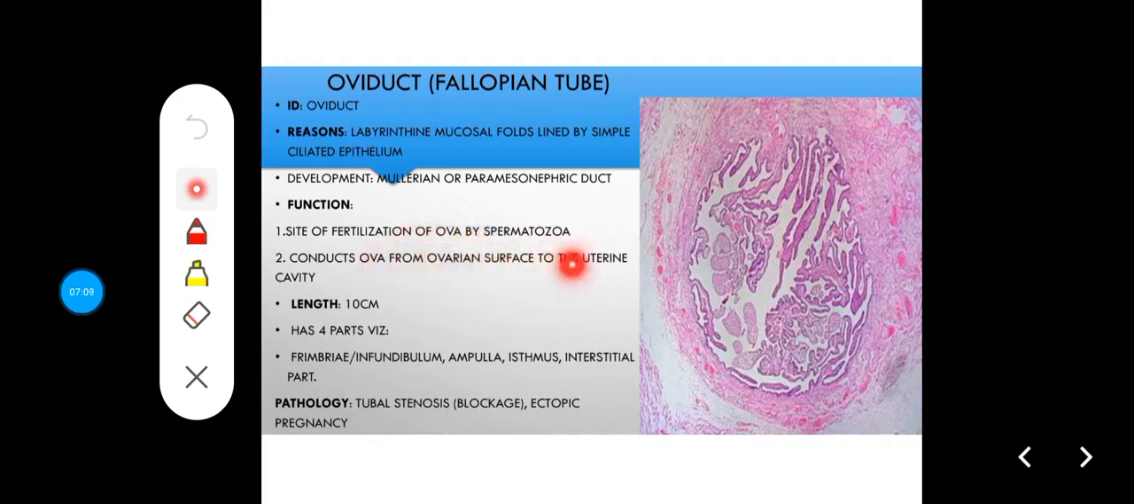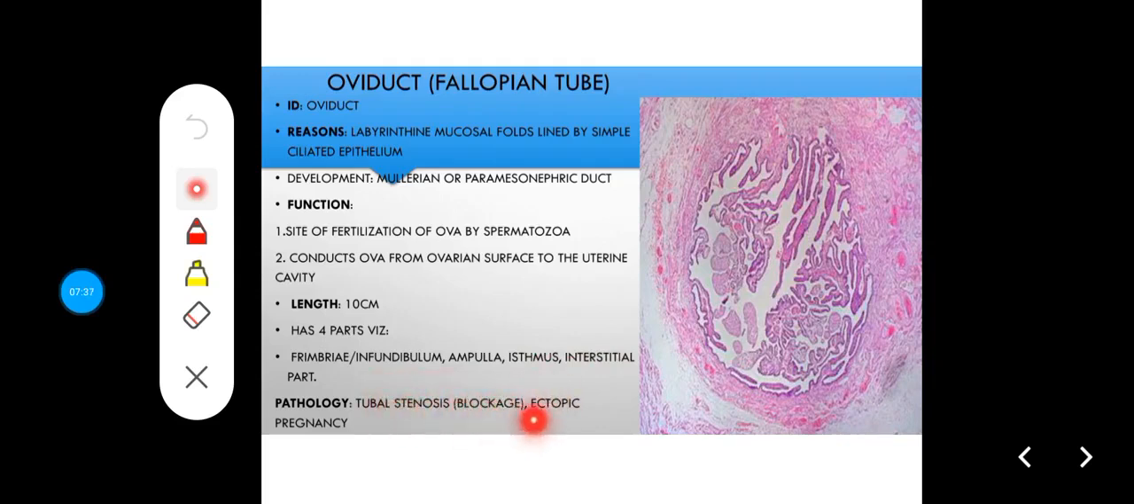The length of the oviduct is 10 cm and it has four parts. The fimbriae or the infundibulum, which is closer to the ovary, receives the ovum as it is being released. Then the ampulla, which is the site where fertilization occurs. The isthmus, and then the interstitial part, which is closer to the uterus. The pathologies involving the oviduct include tubal stenosis or blockage, and ectopic pregnancy.